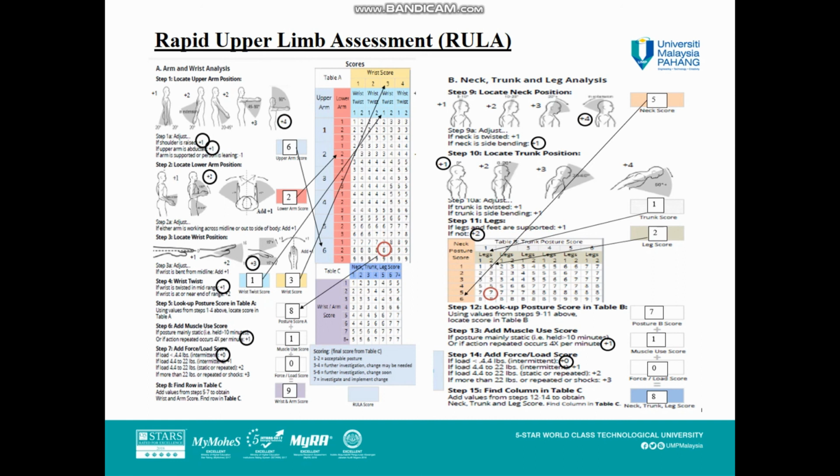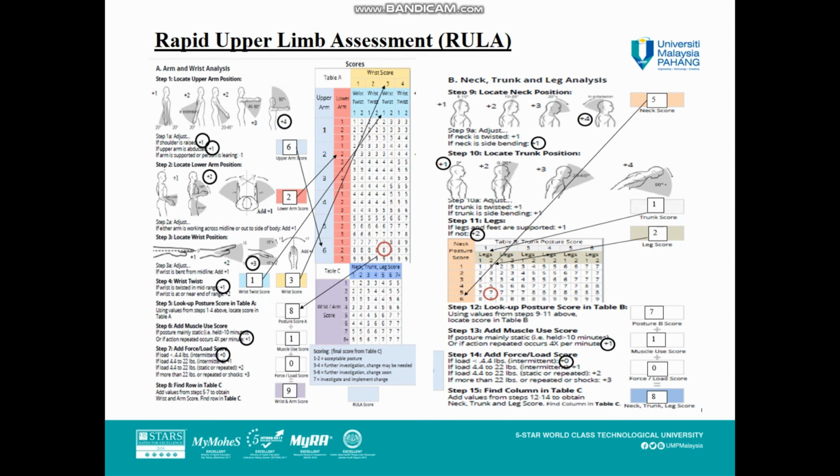Then move to the fourth step, wrist twist. If the wrist is twisted in mid-range, we choose +1, and if the wrist is at or near the end of range, we choose +2. Move to step 5, look up posture score in Table A. Using values from steps 1 to 4 above, locate the score in Table A.